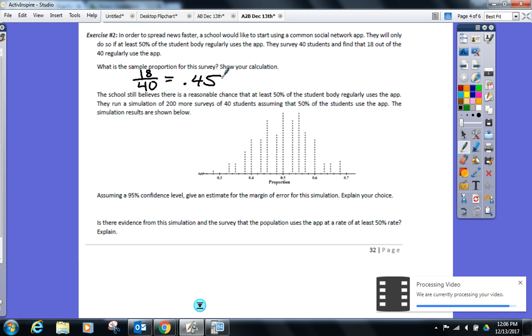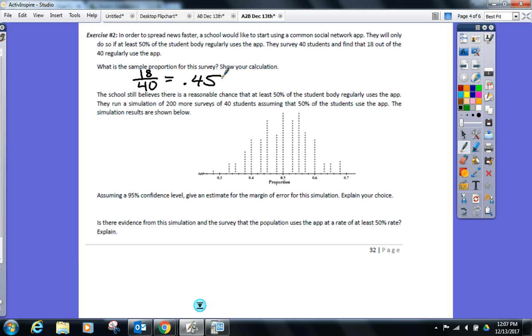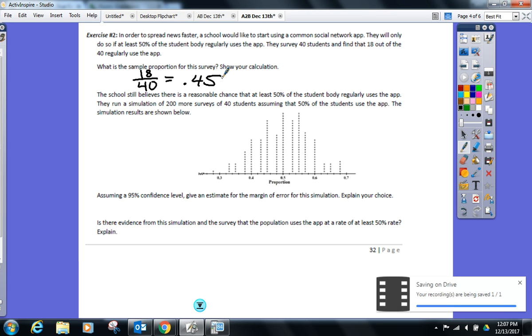Now, they said they're only going to make the app if 50% use it, and they got 45%. But as you've been drilled, is one sample good enough? Never. You can't just say, oh, only 45%, scrap it. What about everybody else? We're not going to get to everybody else, so as usual we do a simulation of 200 surveys of 40 students. This is what we found with the dot plot. You can't go by one alone, so we did 200 more.